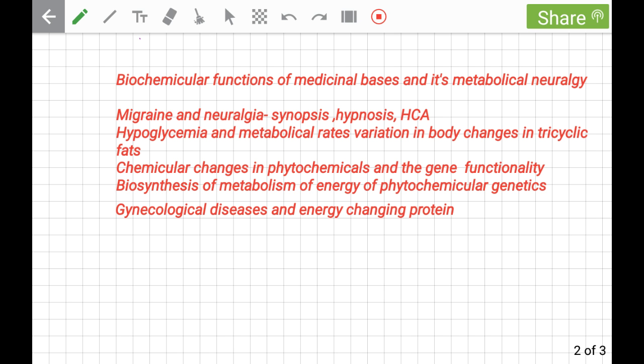Changes in tricyclic fat. Hypoglycemia is mainly caused because of the irregularity of blood sugar and insulin, like the IGF, insulin growth factor, is the main factor that adapts it. So hypoglycemia can be called low blood sugar, usually meaning a hyper insulin response to food.